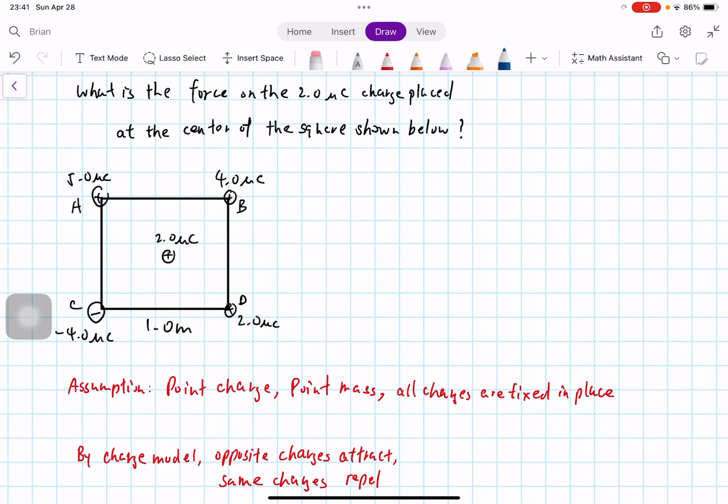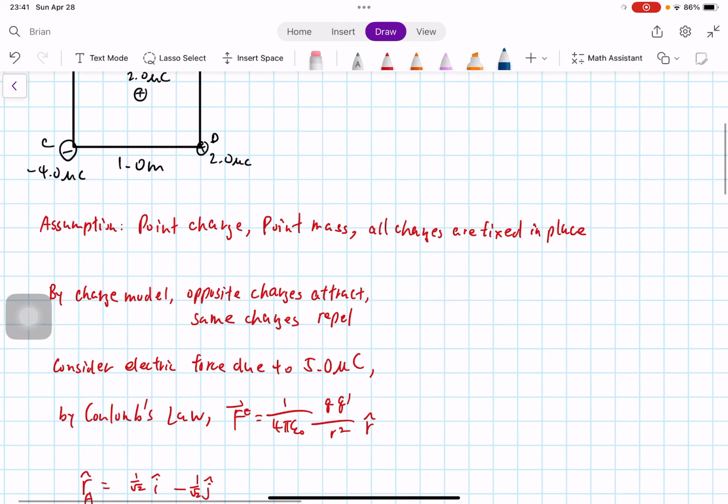So by intuition, we can right away know that the electric force due to charge A is in this direction, charge D is in that direction, charge B is in this direction, and charge C is also in this direction. So with that, we can move forward.